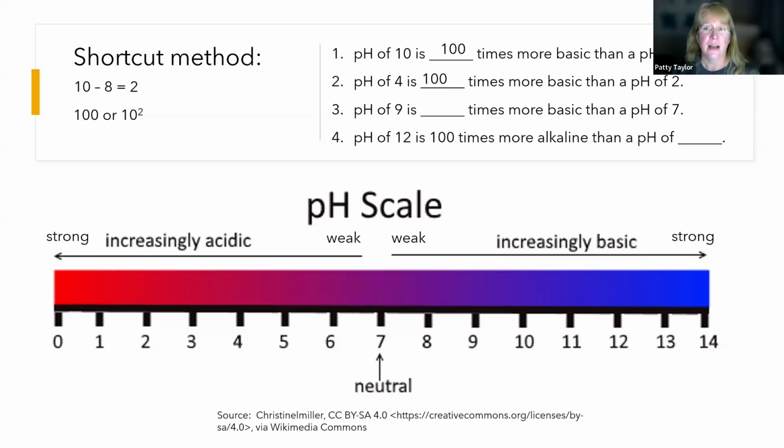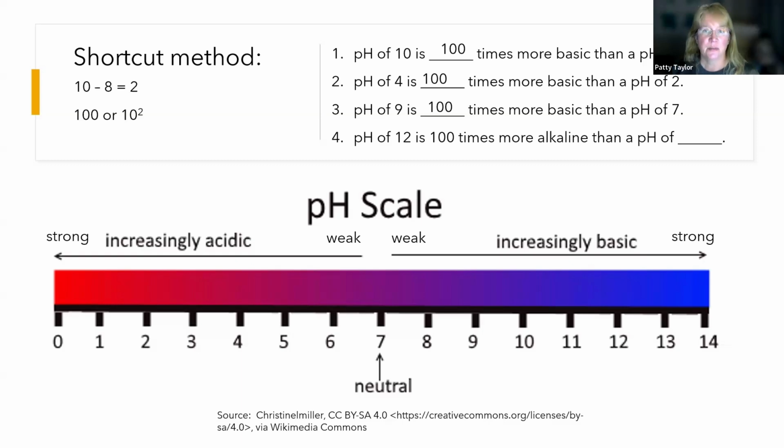All right, so 9 and 7 for number 3 here, those are both bases. So here it really does make sense when we say that 9 is how many times more basic than 7? Also 100 times more basic. So even though 7 is a neutral number, we're still comparing two values on the pH scale. And yeah, 7 releases some hydroxide ions, but 9 releases 100 times more.